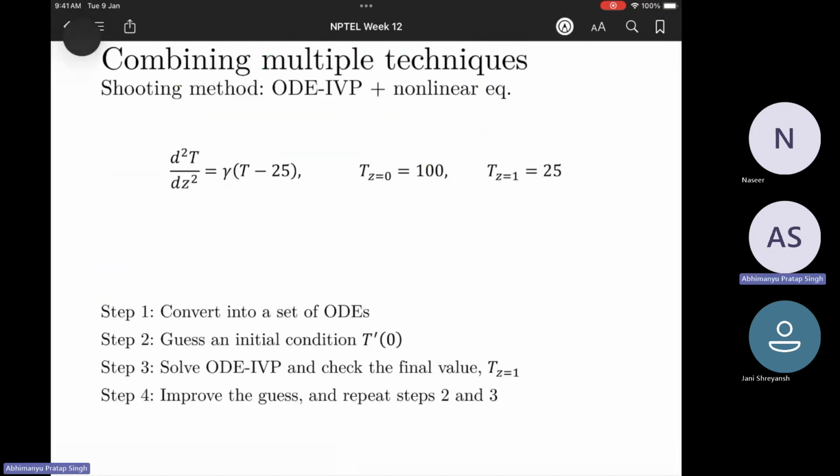So as I was saying, we will be looking at some problems where we have used multiple techniques. The first one is the ODE problem, where we know the boundary conditions at the two ends, but we don't know the initial conditions at one end. If you look at this problem, this is a standard heat conduction through a rod problem. So we have a rod which is at ambient temperature.